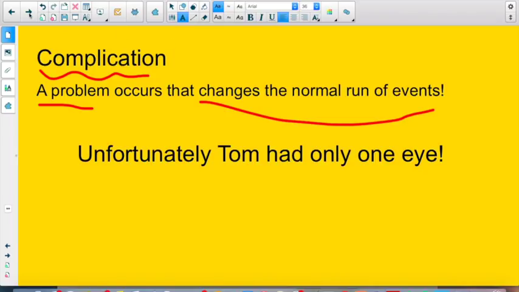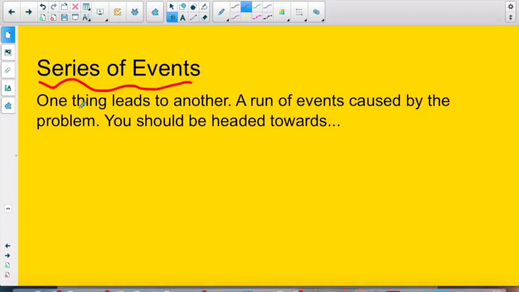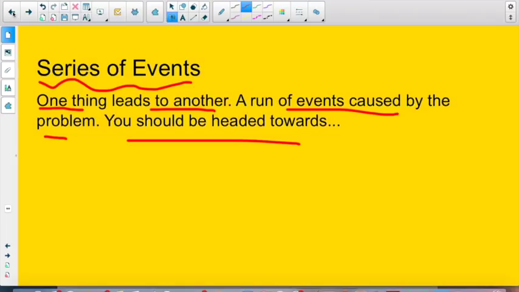The next paragraph would deal with a series of events. And a series of events is like one thing leading to another. Because he's only got one eye, this happens and that happens and this happens and then that happens. And it's also heading towards, which is coming next, our resolution. But I like this. So, because Tom's got one eye, what might happen to Tom?